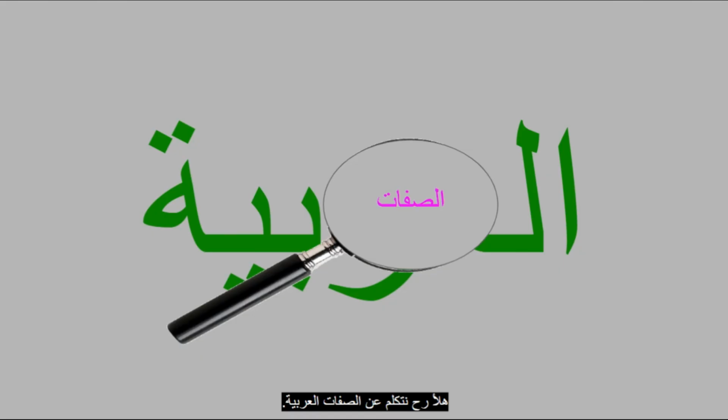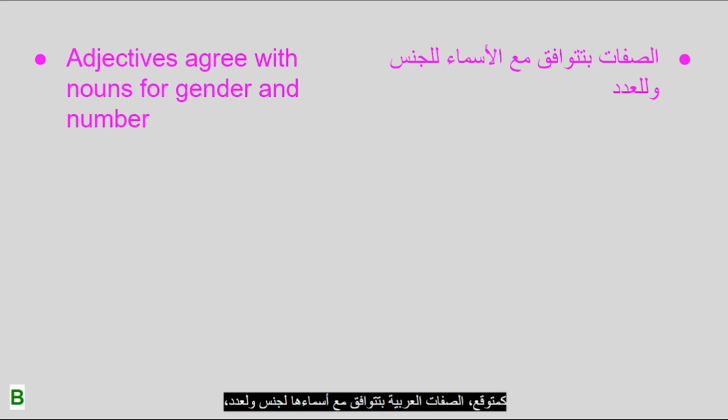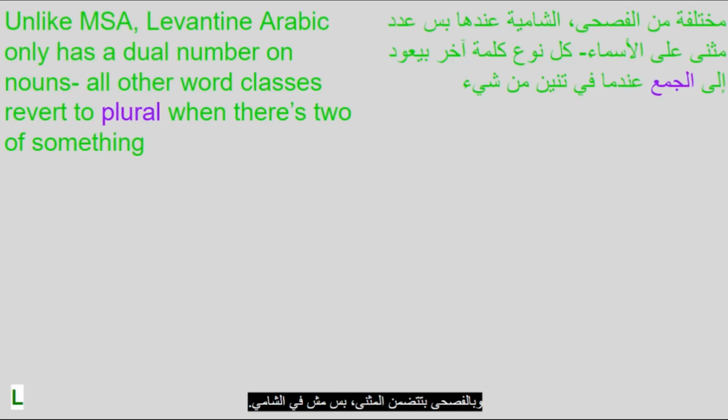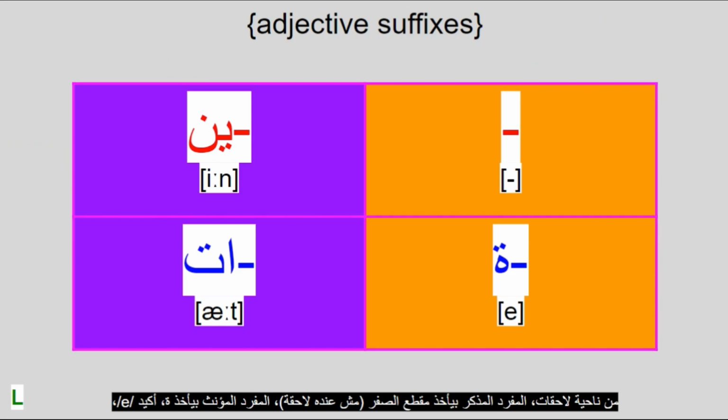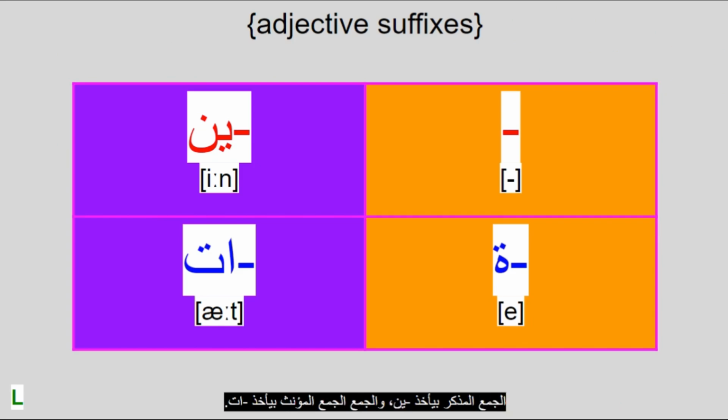Now I'll talk about Arabic adjectives. As you may expect, Arabic adjectives agree with their nouns for gender and number, which for MSA includes the dual, and for Levantine does not. In terms of suffixes, the masculine singular takes the zero morpheme, i.e. it doesn't have a suffix. The feminine singular takes ta marbuta, which is of course e. The masculine plural takes in, and the feminine plural takes at.